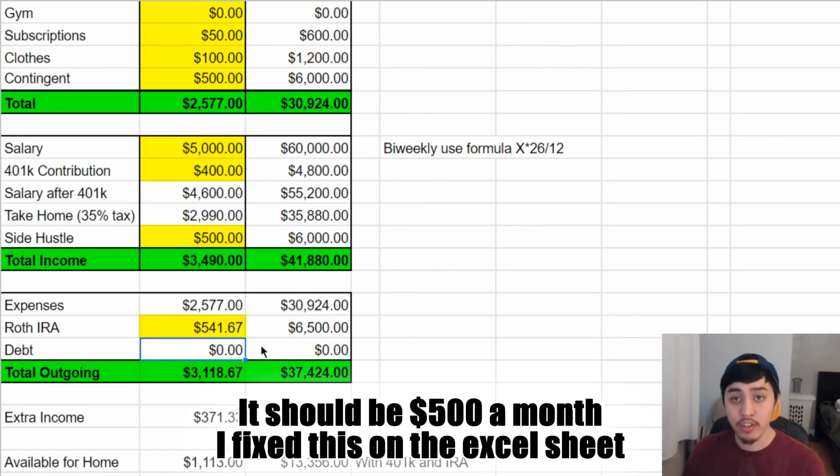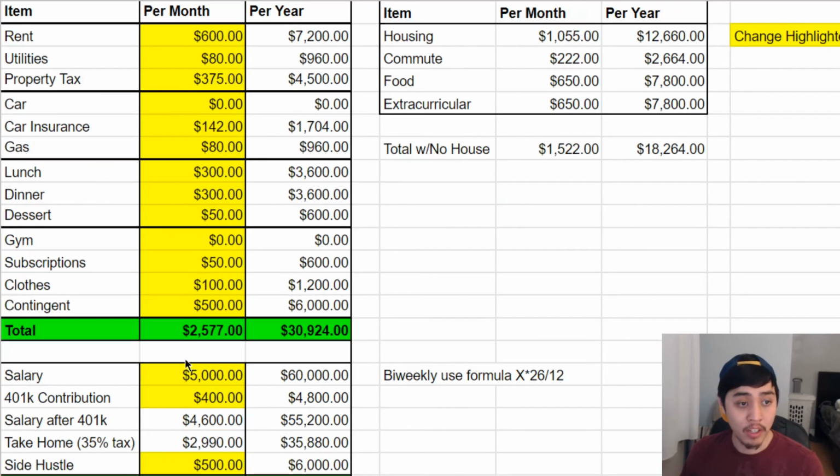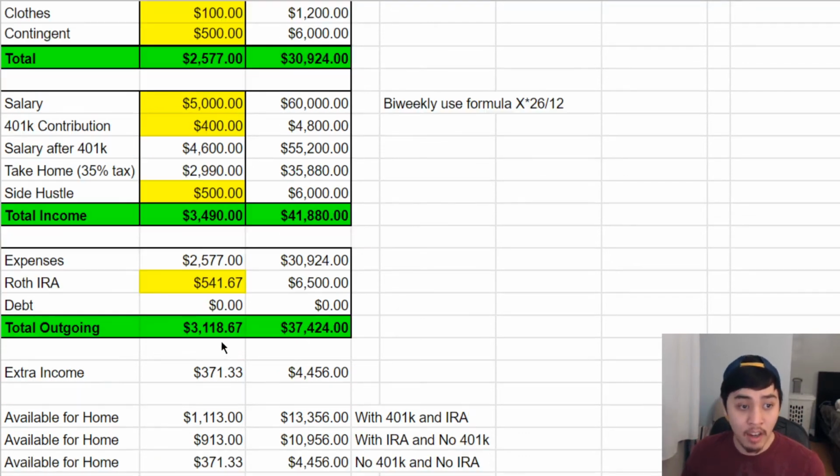For debt, it will be your student loans or your credit card payments that you've been incurring since forever, but not your car payment, because car payment goes under your car expenses here. The reason I split that up is that your car payment is kind of set, versus your student loan, which you can try to pay off all at once. With your student loans and credit card payments, your interest rates are super absurd. They're super high. So you want to make this zero as quickly as possible. So then you get a total outgoing.